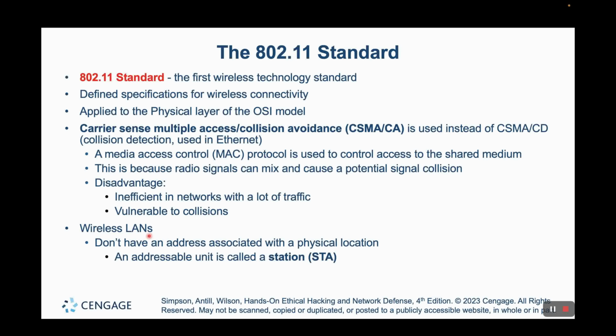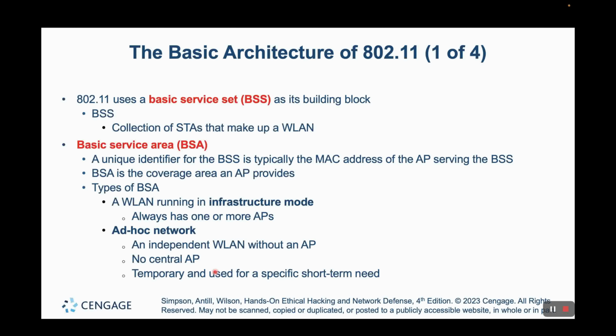Now, however, the wireless LAN doesn't have an address associated with a physical location. Why? Because wireless LAN uses radio waves to transmit data, and radio waves are not bound to any specific location. They have something called a station, STA, an addressable unit. This STA can be a computer, smartphone, tablet, or any device that is connected to the wireless LAN. And each one of those STAs has a unique identifier called the MAC address.